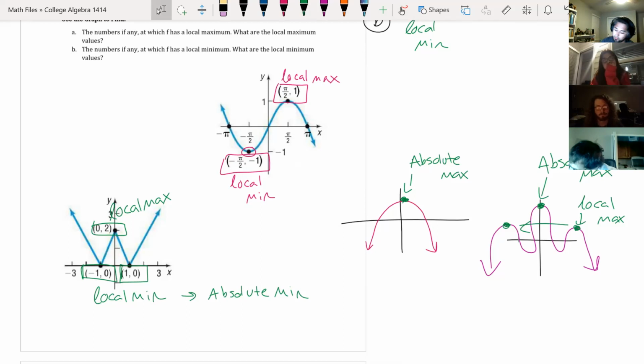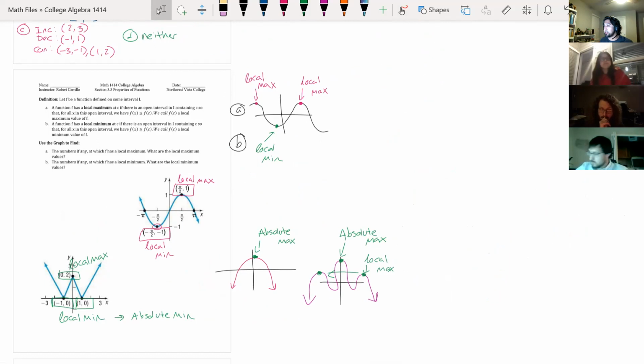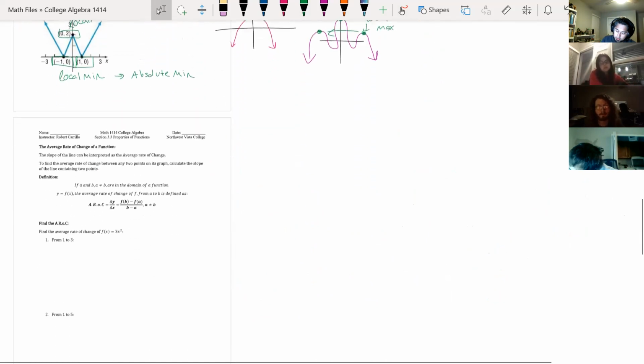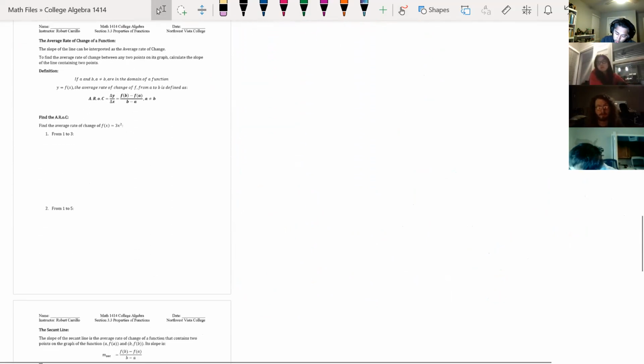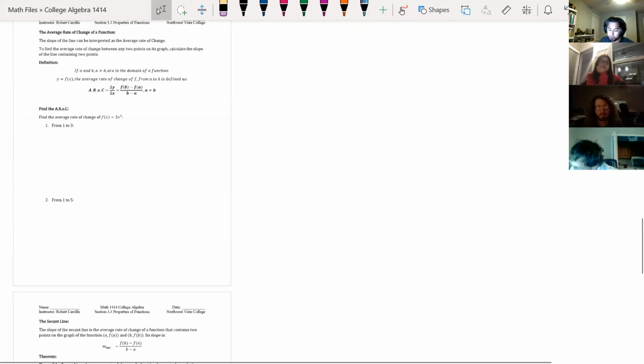Okay, perfect. So that's local max, local minimum, absolute max, absolute min. Any questions? Nothing crazy yet. Yeah, guys, smooth sailing on these sections, right? Okay. Last 2 pages. Look at that. Oh my goodness, the secant line's coming up. Okay.